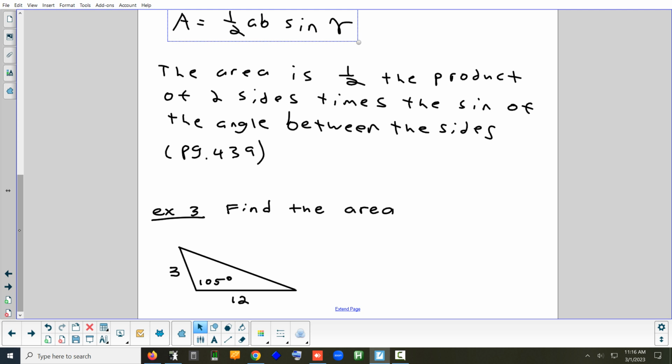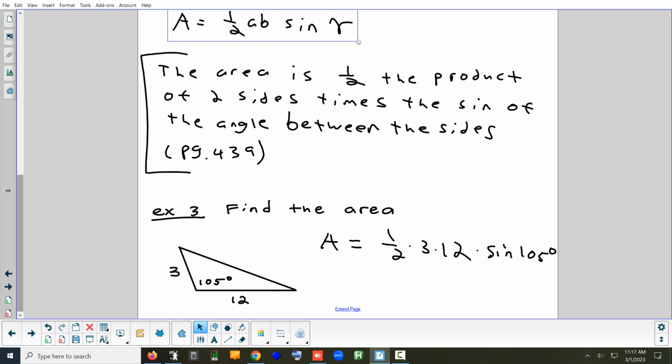Let's try it on that one. So the key is, as long as you know two sides and the angle between them, you can find the area. So using that concept, can somebody tell me what the formula would be for the area applied to those numbers? 1/2 times 3 times 12 times sine 105.